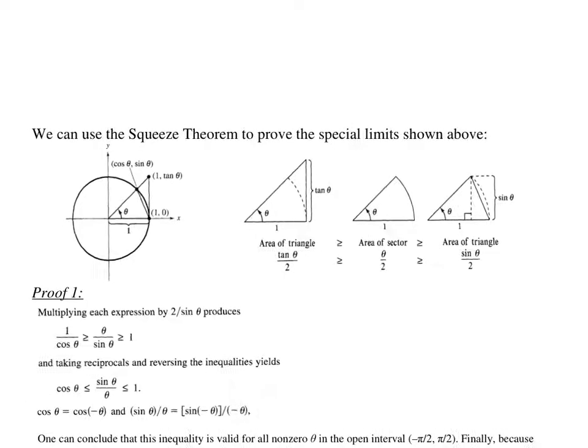Now, let's state what we're trying to prove here. We're trying to prove that the limit as x approaches 0, or actually I'm going to use theta, because that's the notation that's used here in the proof. So instead of x, I'm just using angle theta, of sine of theta over theta will equal 1. That's what we're trying to prove here.